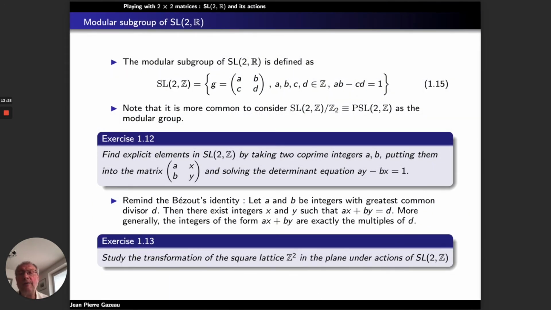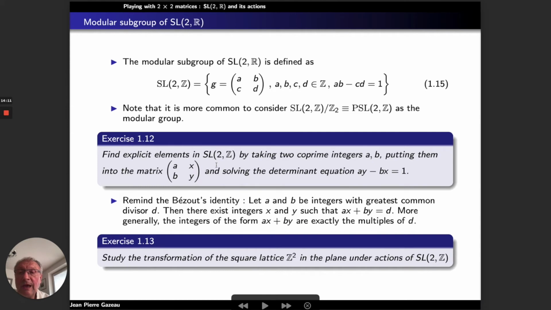Now let's consider a subgroup which is also very important in modular theory. It is a subgroup of SL2R where all entries A, B, C, D are integers. Okay? And it is more common also to consider the coset, actually the projective coset, PSL2Z, when you don't care about the global sign plus or minus you can put in front of any matrix.